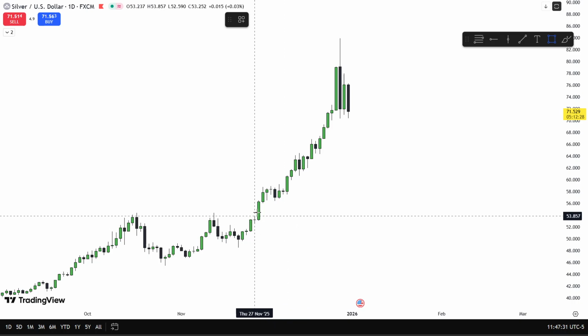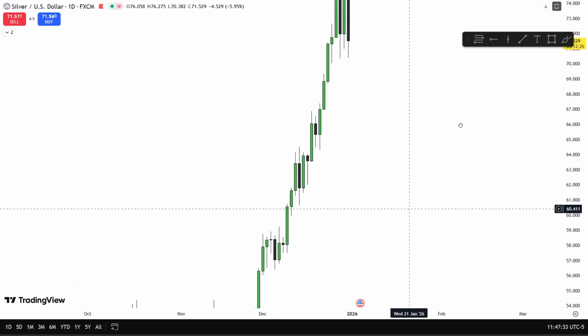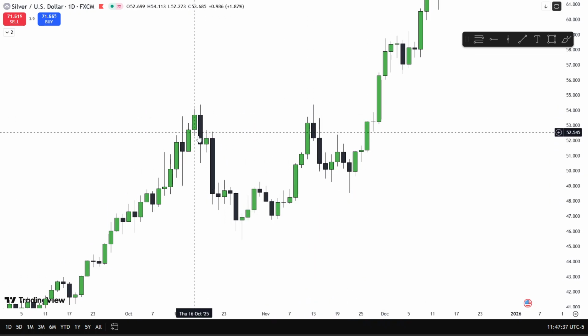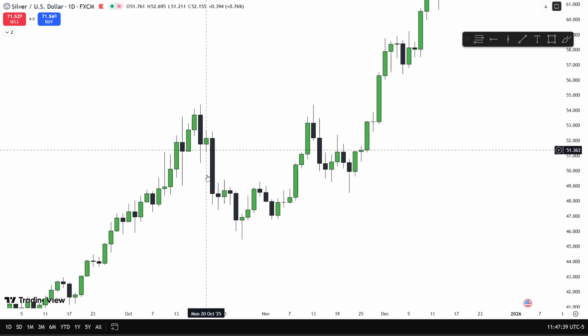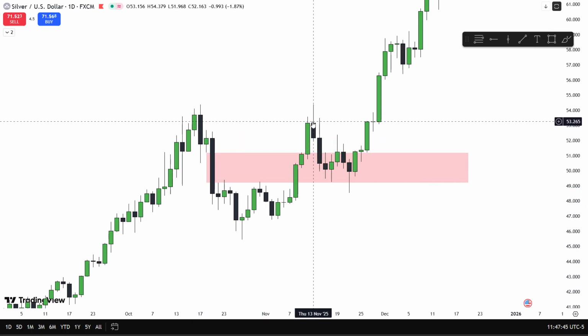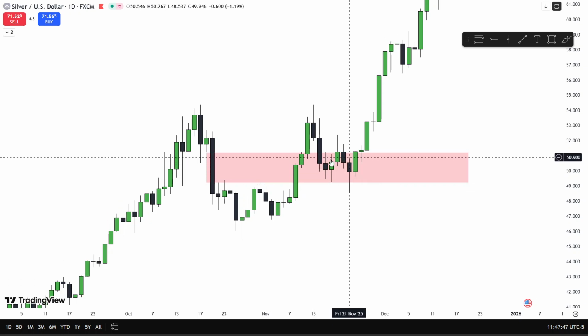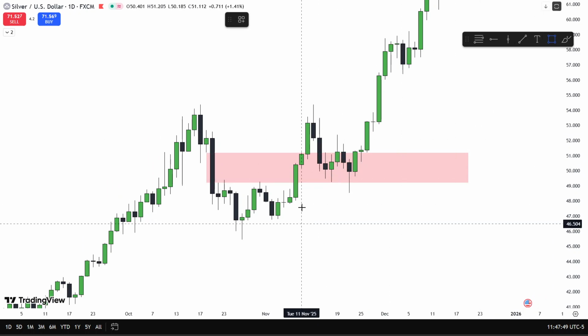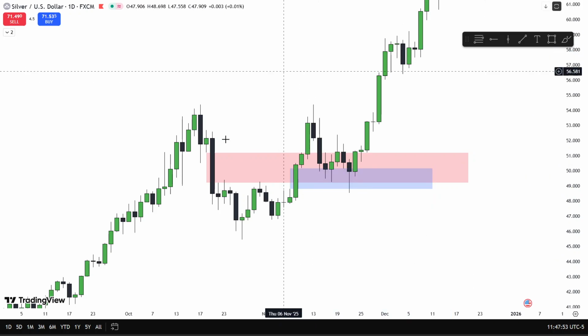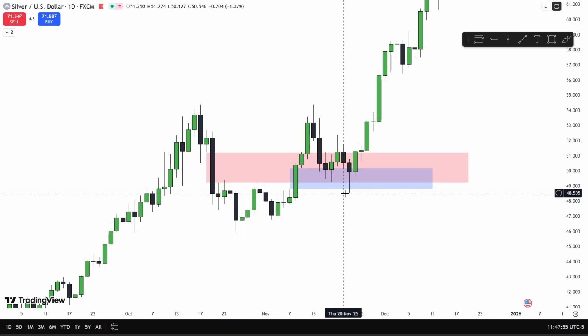Right, you can see right here, this is the sell side of delivery, buy side delivery. So this imbalance, once this imbalance was violated to the upside, price came back to it. I can spot a fair value gap as well. So this inverse fair value gap, this is the fair value gap.